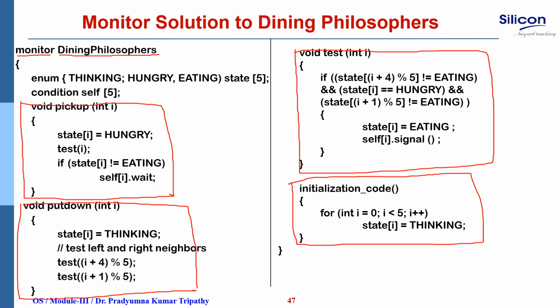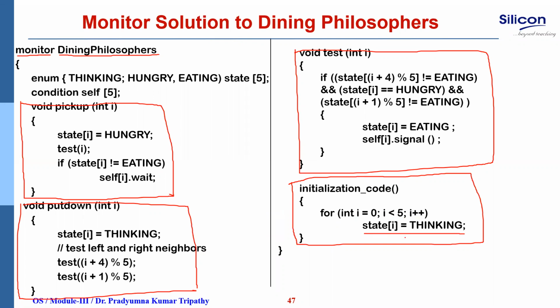Very simple to understand. It is the same problem, just written in the form of a class. I have a constructor in which I set the initial state for everyone. The 5 philosophers spend their life thinking and eating. In the initial state, they are not eating; they are thinking. So in the initialization code, we have written: for i equal to 0, i less than 5, i plus plus, state of i is equal to thinking.